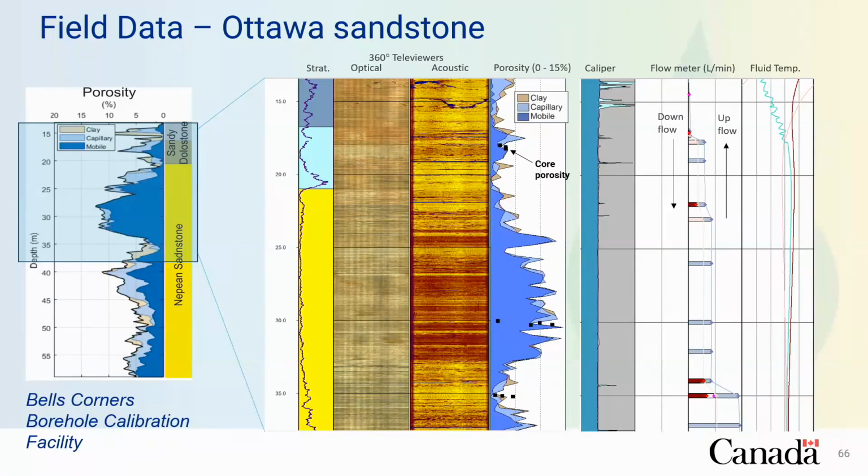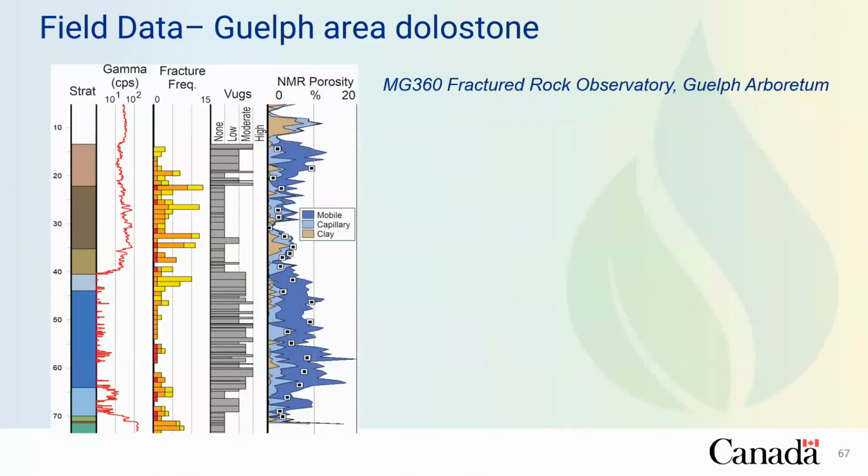So the NMR log as a whole has given us a broader perspective for hydrogeological studies on how water is moving through the rock, not just through fracture, but also through the matrix. Our final example comes from this area, the Guelph Dolostone. This is a bedrock borehole at MG360's Fractured Rock Observatory, which is a cluster of 10 boreholes at the University Arboretum.